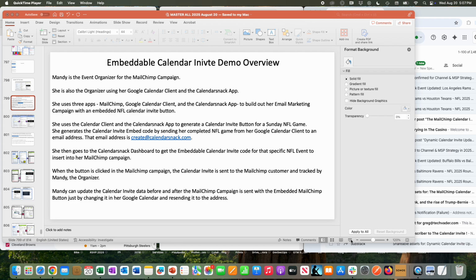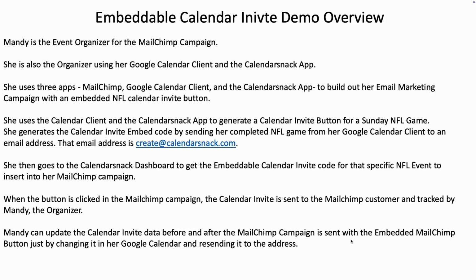It is August 20th, and this is an ongoing series in particular for NFL data. What I'm doing is embedding calendar invites into MailChimp templates and sending them out and running through the workflow. So this is kind of a first stab at a workflow for AI.